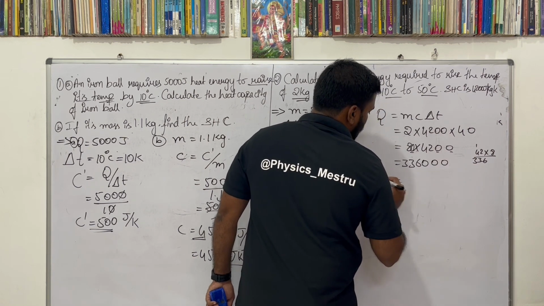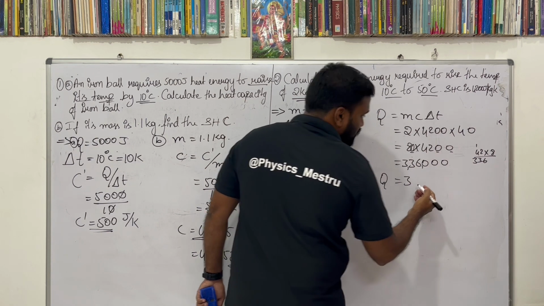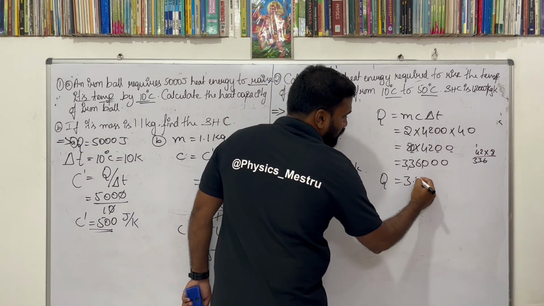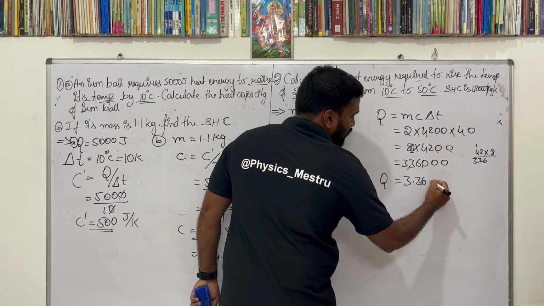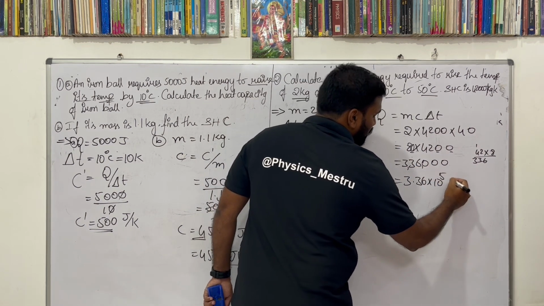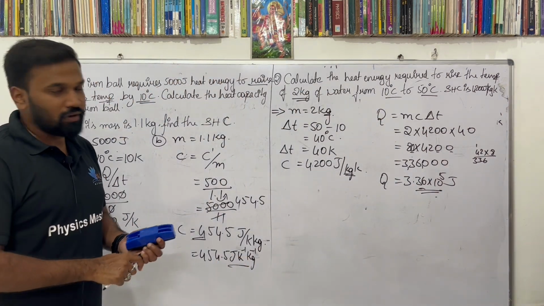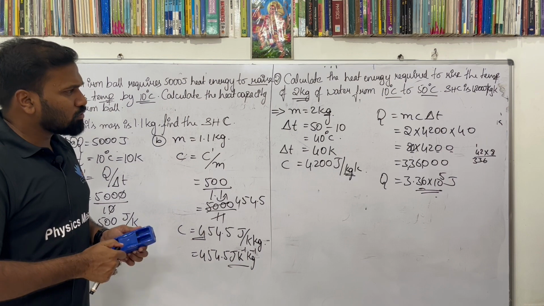So how much do we ultimately get? 3,36,000 joules, or 3.36 into 10 to the power of 5 joules. So whichever you write, it is the correct answer only. Fine, clear. So these are the simple two questions.